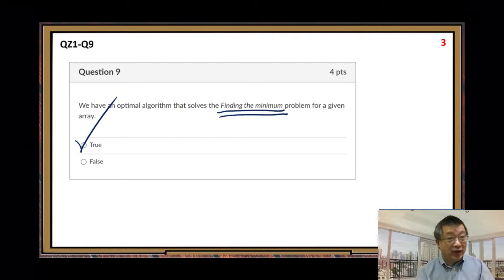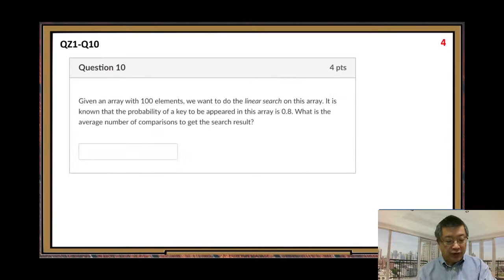If you're familiar with the material, or if you just studied that topic, finding the minimum, we spend a lot of time. If you have some impression on it, then you can answer the question easily, like this one. All right? Next, our last question of this quiz. This one, I may have some comments.